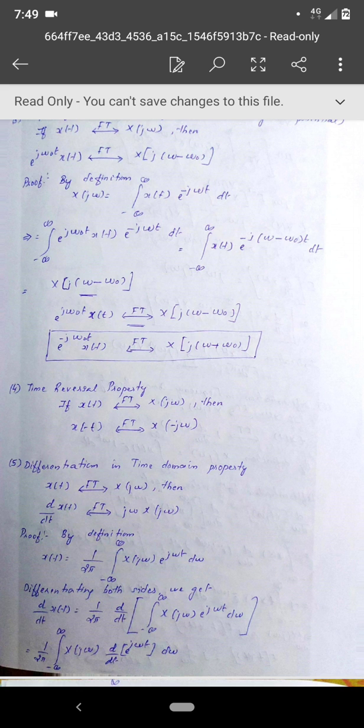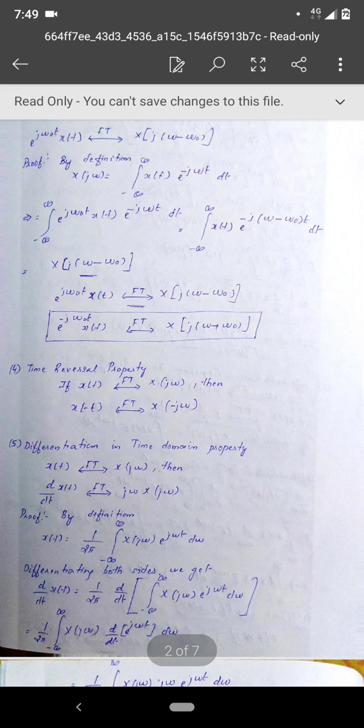That is, if we frequency shift a signal in frequency domain, then what is the corresponding implication in time domain? Correspondingly, the signal x of t will be multiplied by e raised to j omega naught t in time domain. So that is another implication for that.